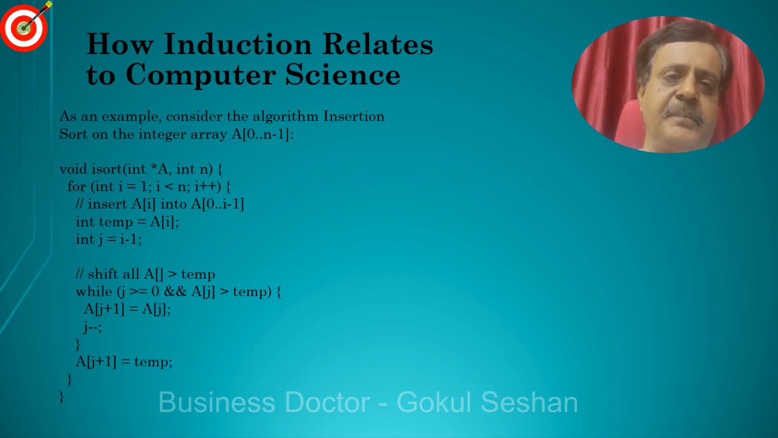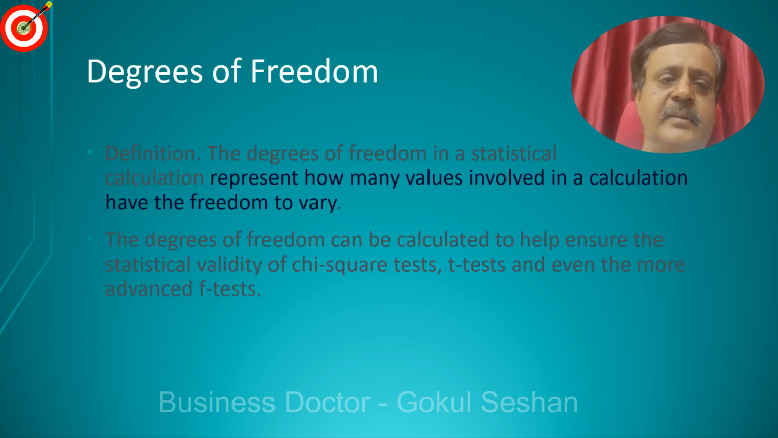So from the mathematical induction, it has to work on three conditions: the base case, the hypothesis case, and the induction step, which is the k plus 1th step. And if your program works for all three conditions, then it is a tick. Okay, from that perspective, we will move on to the third topic for the day, which is degrees of freedom.